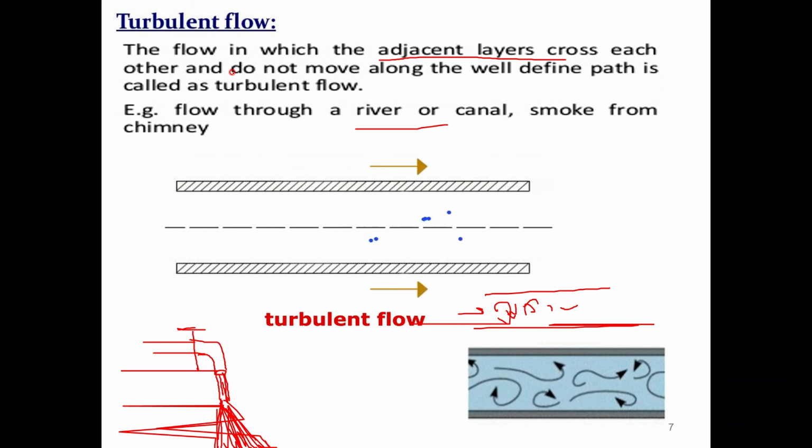It means all the layers of the fluid will not be in the same path. They all get mixed up. Even smoke from chimneys represents turbulent flow. Like this, they all get mixed up. So this is what we call a turbulent flow.